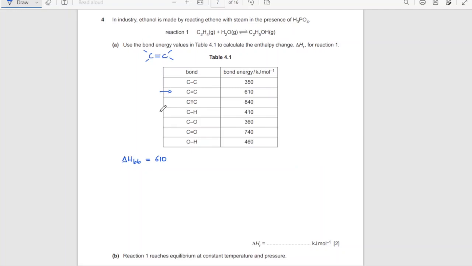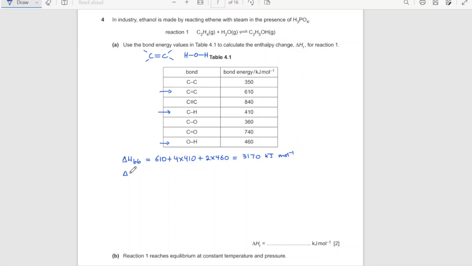And we have carbon-hydrogen single bonds. That's 4 times 410. Plus we have for the H2O, remember that's just H-O-H, so you have two O-H single bonds, so that's going to be 2 times 460, and this gives us 3170 kilojoules per mole.